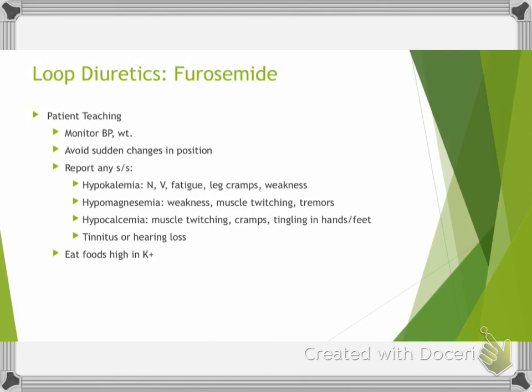Patient teaching: we want to monitor blood pressure and weight, so they should keep a journal. We want to avoid sudden changes in position due to the drop in blood pressure from the decreased intravascular volume. We want to report any signs and symptoms of hypokalemia, hypomagnesemia, hypocalcemia, which are listed there, and then if they report any tinnitus or hearing loss. They should eat foods that are high in potassium to help prevent hypokalemia.